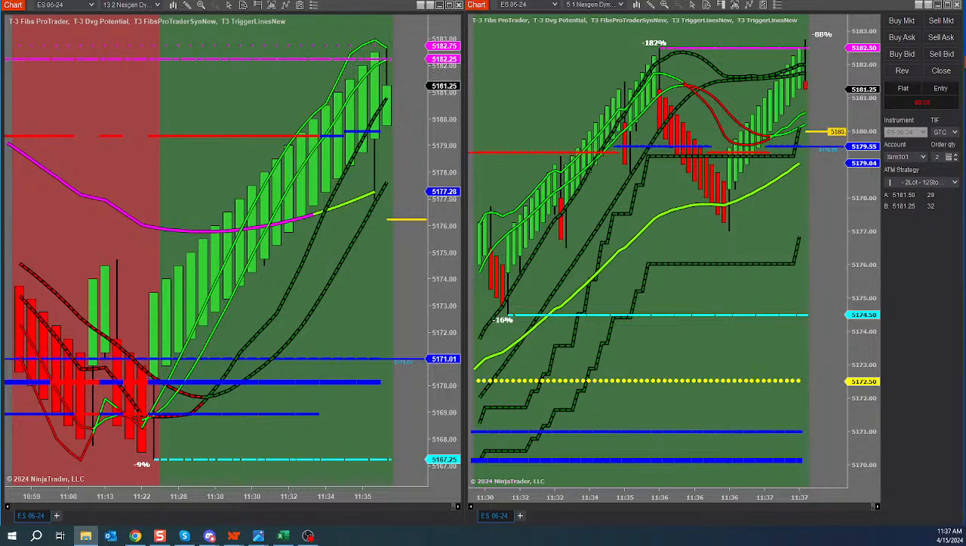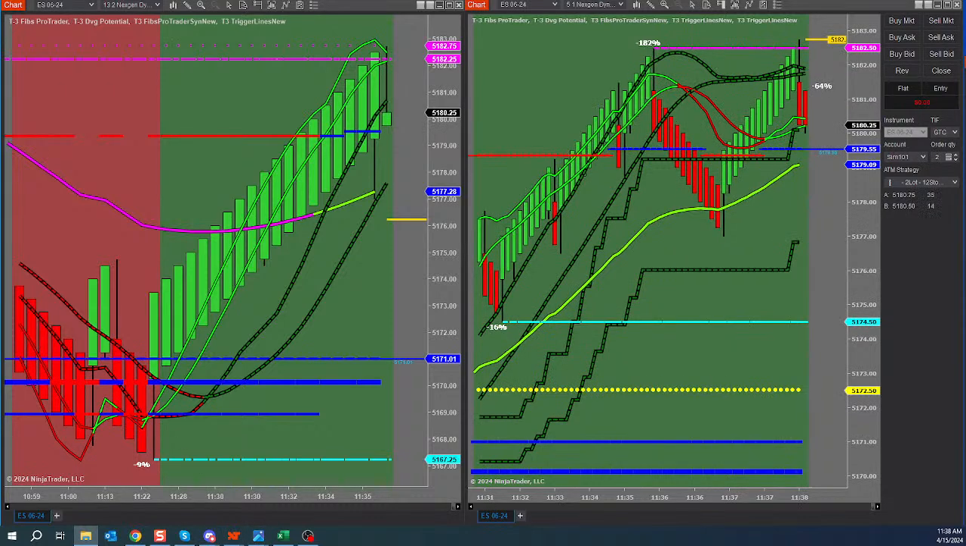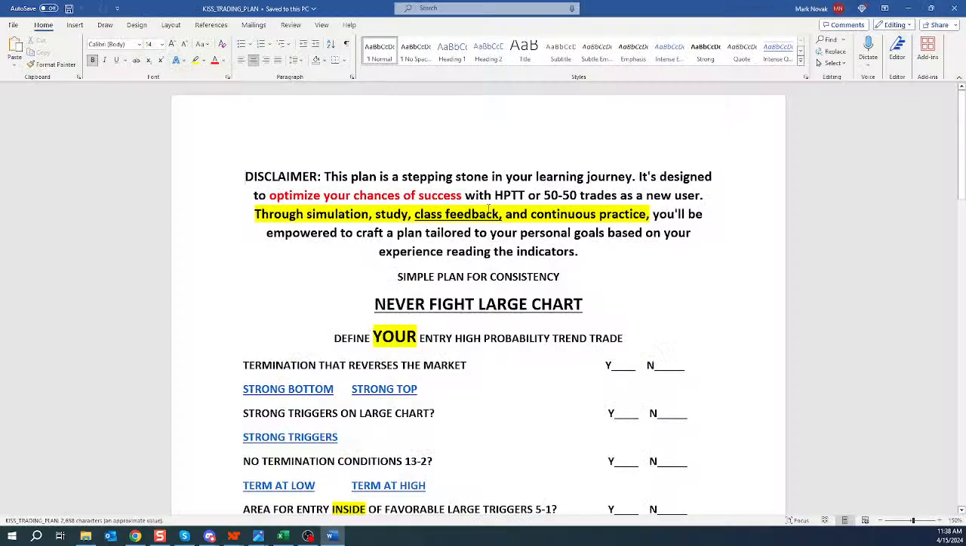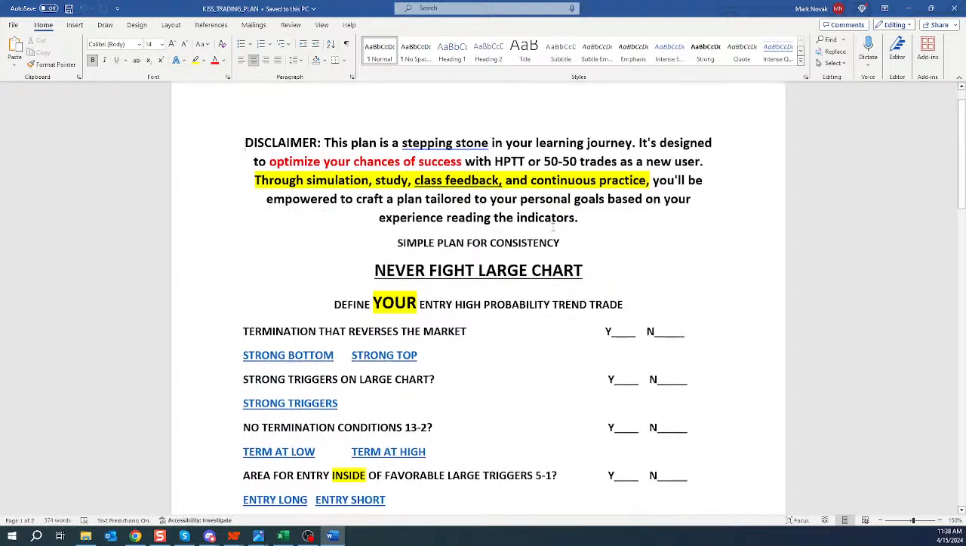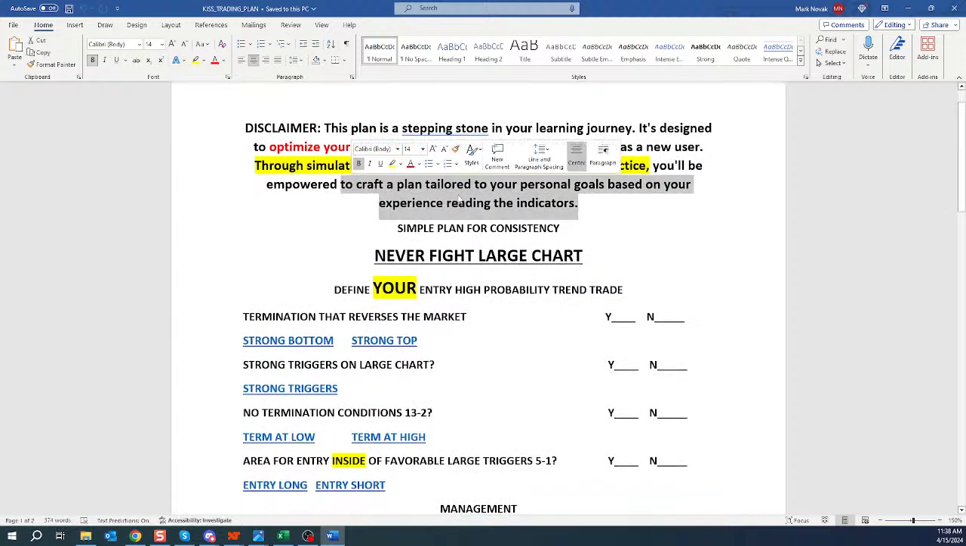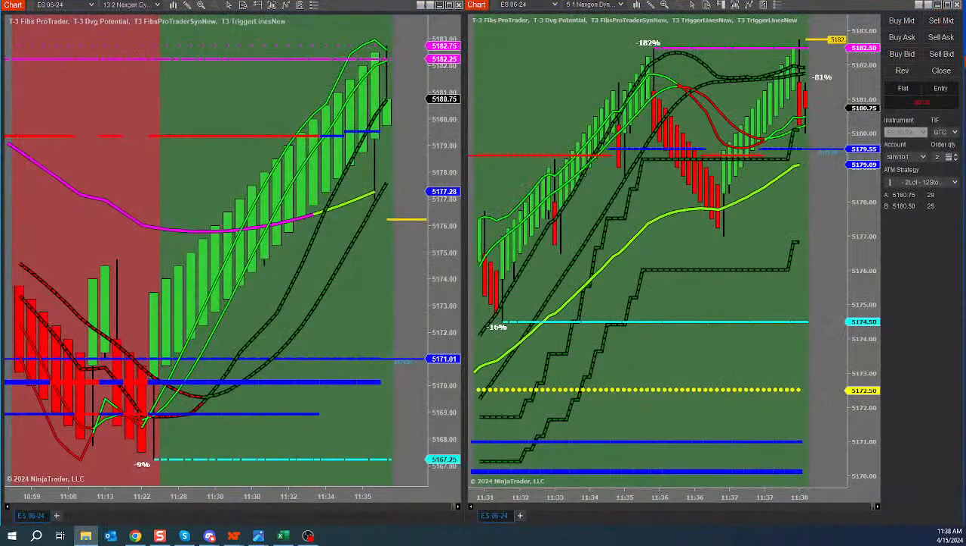As you grow, you may say, I'll say in my plan, I'll take a 50-50 with one divergence if it's from a good top or bottom. But that's not the best way. That's not the way that optimizes your chances for success. And guys, my promise to you was to give you a plan that optimizes your chances for success, with the understanding that you'll create your own plan based on your ability to read the indicators.